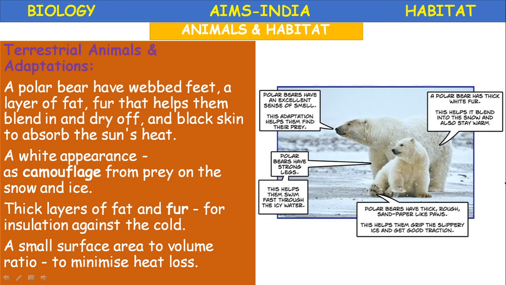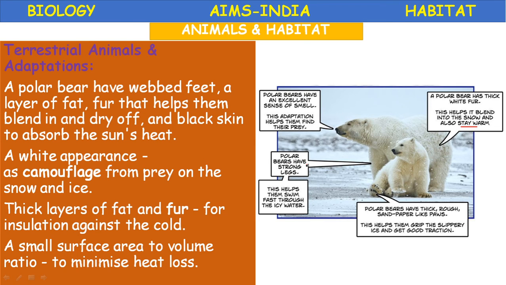So if you see a polar bear, it shows the following adaptations. A polar bear has thick white fur. This helps it blend into the snow and also stay warm. A polar bear has thick, rough, sandpaper-like paws, underneath the feet. This helps them grip and prevent slipping on the ice and get good traction, meaning it can move freely without skidding on the smooth ice surface.